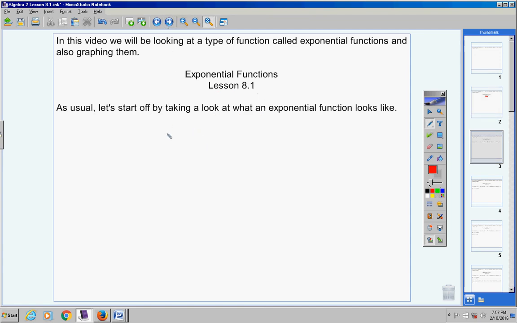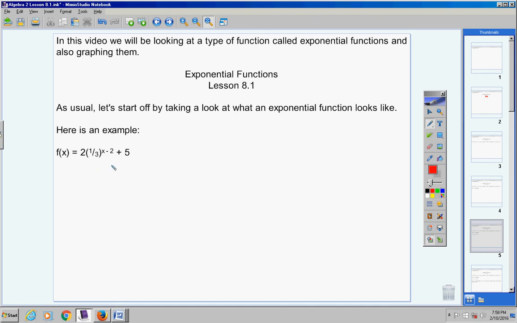As usual, let's start off by first taking a look at what an exponential function looks like. Okay, so in your notes I would write down example of exponential function, and here it is. Here is an example. F of x equals 2 times 1/3 to the x minus 2 power plus 5, or positive 5. I'm going to ramble on about this, and I'm going to make some comments and draw some arrows. Please copy this in your notes.